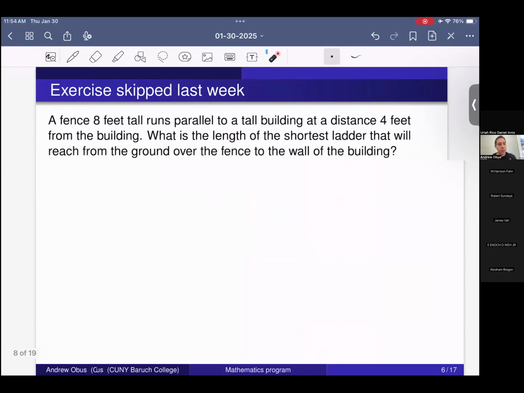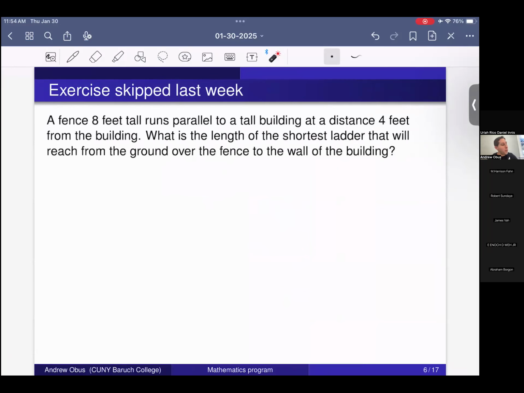Okay. All right. So let's do one more exercise. This is one that we skipped last week, but I drew a diagram. So a fence 8 feet tall runs parallel to a tall building at a distance 4 feet from the building.